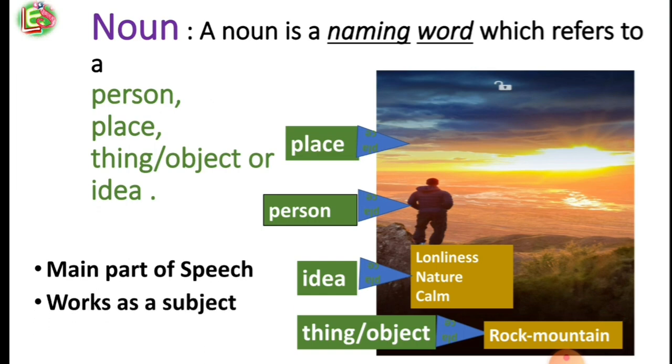It works as a subject, doer of the sentence, and sometimes it works as an object too. In most of the sentences, noun is used as subject at the same time object.